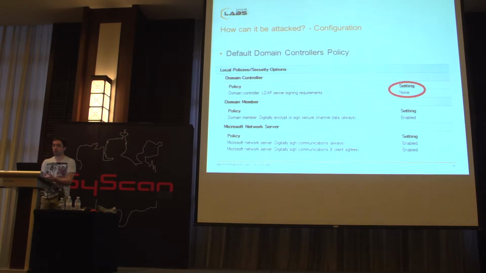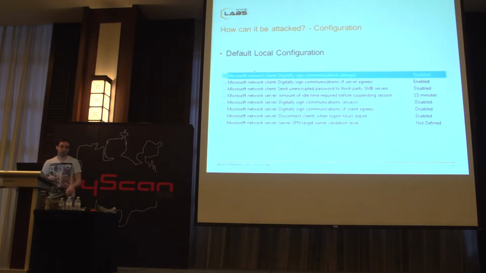If we look there, for the RPC, we've got for the domain member digitally encrypts or signs secure channel data. That's required. That's enabled always. And the Microsoft network server, which is for SMB communications, we've got digitally sign communications always as enabled. So from that perspective, the domain controller configuration by default is secure, so to speak. But if we have a look at the default local configuration, and this is what's going to be default on a domain member, we've got digitally sign communications always disabled, and it's just the if the server agrees setting that's enabled. And pretty much that means that it'll negotiate signing, but at the client side it doesn't require it.